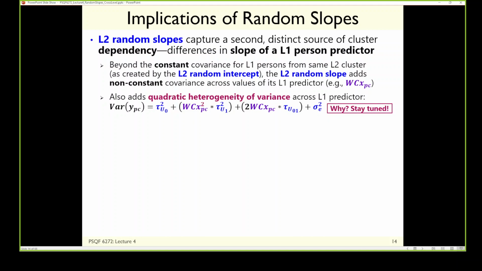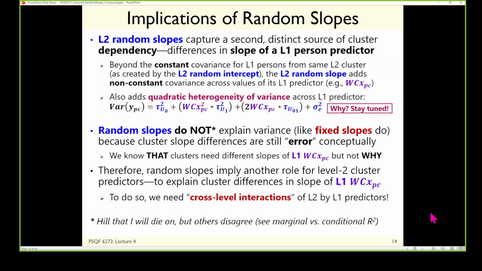What that means is there's some point where the variance across clusters is minimized, but as you move away from that point, it grows. So it's a particular kind of heterogeneity of variance in this quadratic fashion. So the idea then is that random slopes themselves don't explain anything. They are creating a new pile of variance. And yes, I will die on this hill. They are another kind of variability across clusters that we don't know why it is. We know that there's a difference in the effect of money across schools, but we don't know why it is that way. So it's another source of random cluster differences that we have to predict.